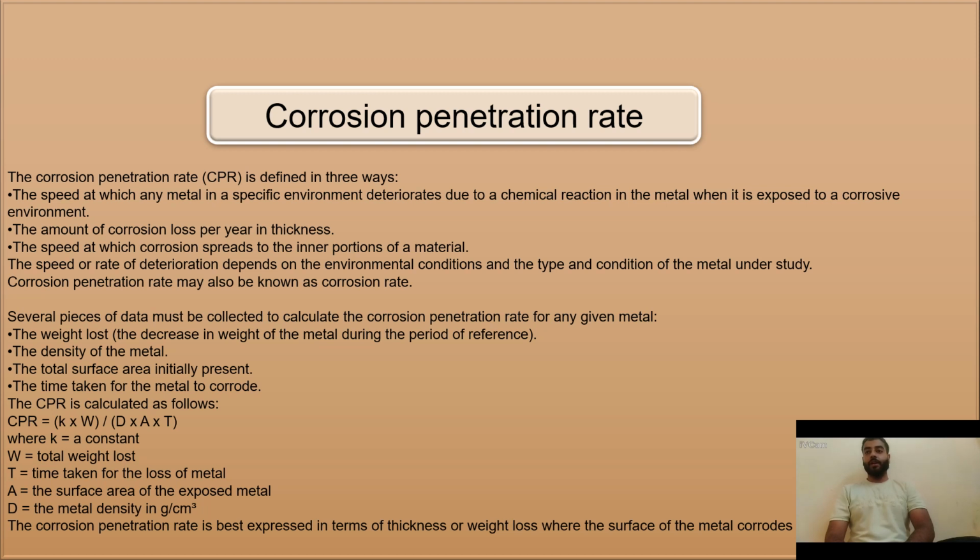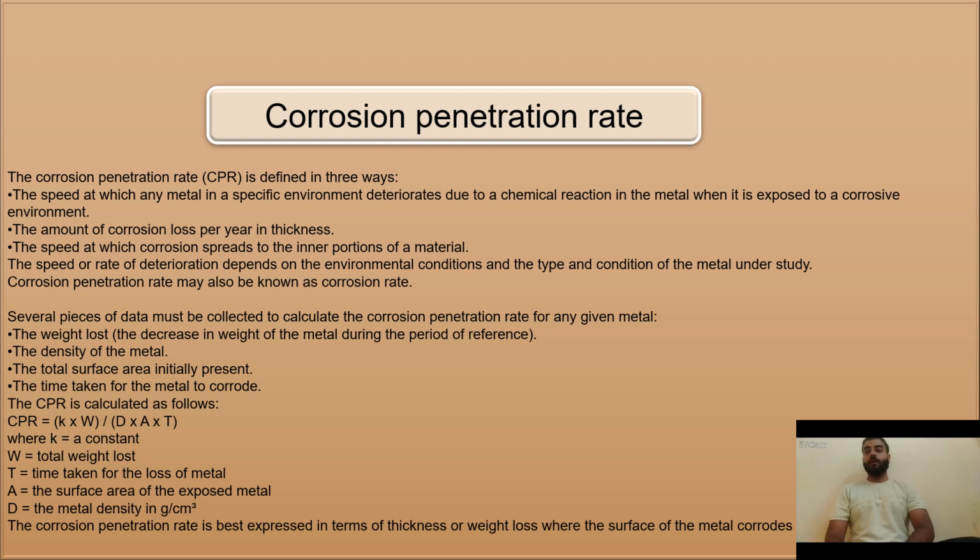Corrosion penetration rate. The corrosion penetration rate, CPR, is defined in three ways: the speed at which any metal in a specific environment deteriorates due to the chemical reaction in the metal when it is exposed to a corrosive environment; the amount of corrosion loss per year in thickness; and the speed at which corrosion spreads to the inner portion of the material. The speed or rate of deterioration depends on the environmental conditions and the type of the metal under study. Corrosion penetration rate may also be known as corrosion rate.